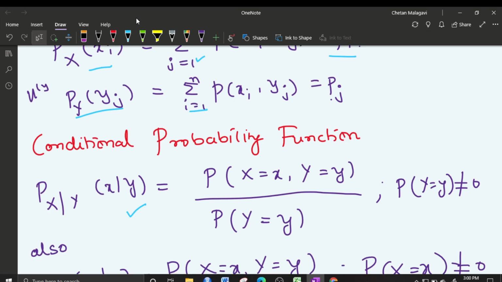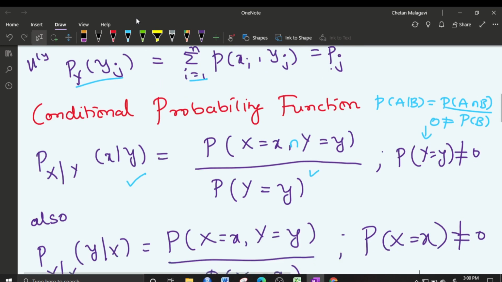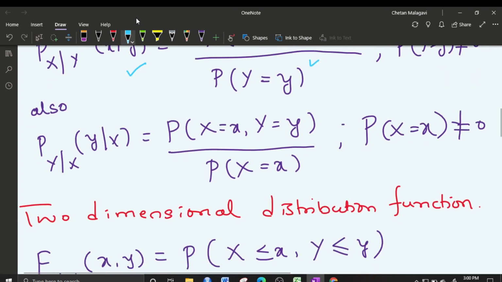Okay, and the conditional probability function is given by this expression: probability of X given Y is equal to probability of X equals x, Y equals y, that is probability of X intersection Y, divided by probability of Y. So it is as good as probability of A given B, that is equal to probability of A intersection B divided by probability of B, provided this probability of B is not equal to 0. So the same condition is here, and if you want Y given X, again this denominator will change, that is probability of X equals x instead of Y equals y, and this condition should be met.